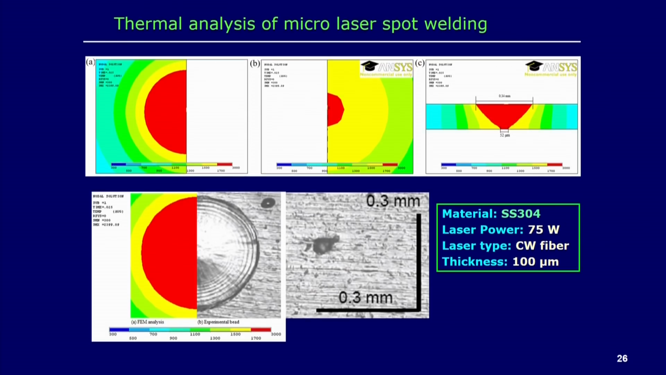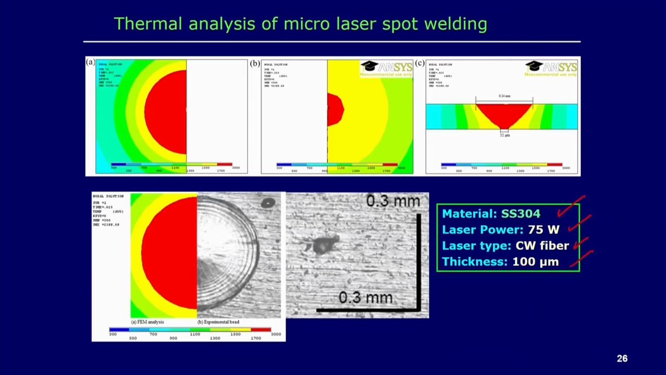Similarly, this simulation shows the micro laser spot welding process. That means, in the micro laser spot welding process, the metal is SS304 stainless steel. Laser power used was only 75 watt. The laser type was a continuous wave fiber laser, practically and experimentally, and the thickness of the sample was only 100 micrometer.